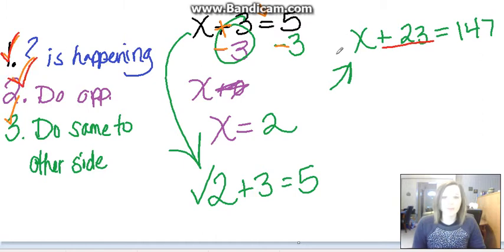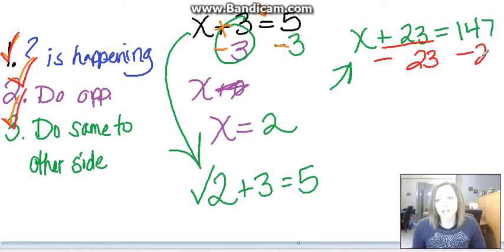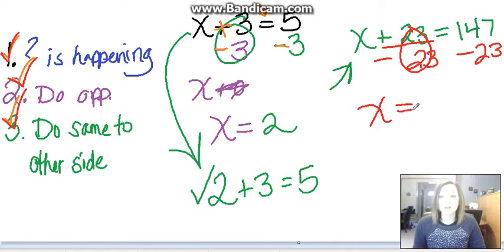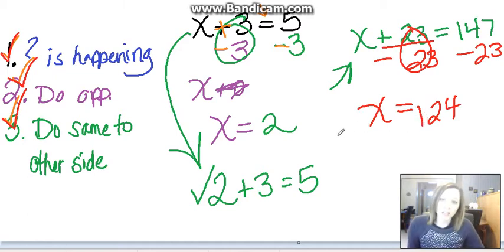So I need to do the opposite. I need to subtract it. And then I need to do the same thing to the other side. I need to subtract it. And you're left with x, because that turned into a 0, equals, and then 7 minus 3 is 4, 4 minus 2 is 2, 1 minus 0 is 1. Your dad has to give you $124 for you to buy whatever you wanted. I hope he loves you, because that's a lot. So that's what you could use algebra for.